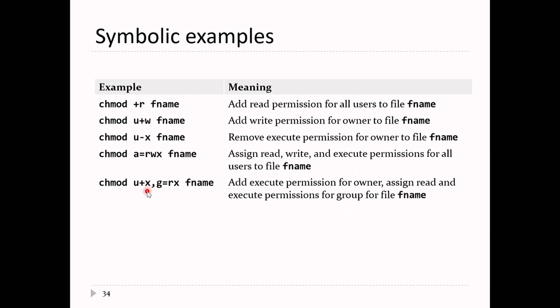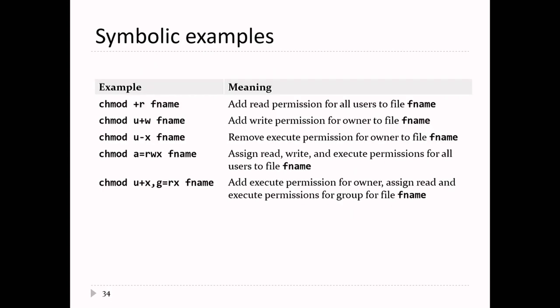So U plus X means give the user execute permission, or add execute permission for the user. Make the group permissions read and execute. So take away write permission for that file name there. And then don't touch the permissions for everybody else.